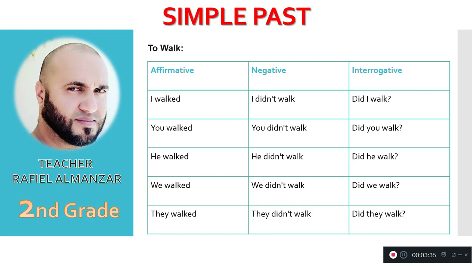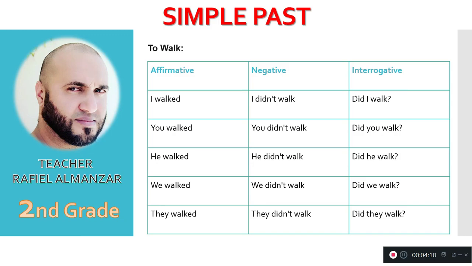Negative. As you already know, since we have to use the auxiliary verb did and it's already in past because did is the past form of the verb do. So since did is already in past, the verb walk should not be in past. So we don't add the ed at the end of the verb. For example, I didn't walk.